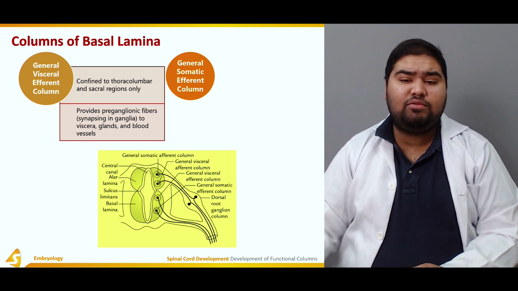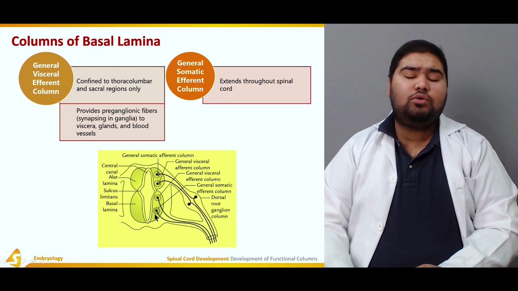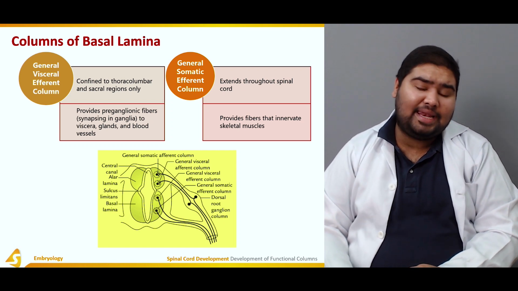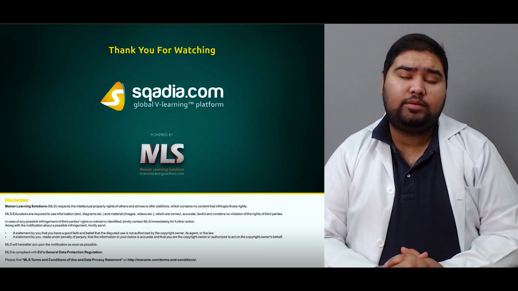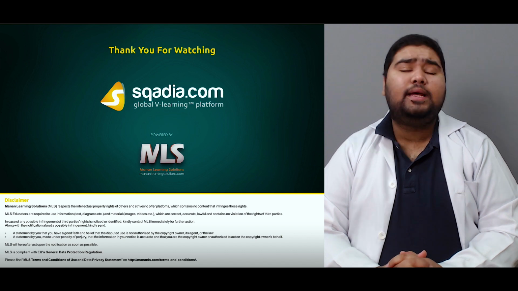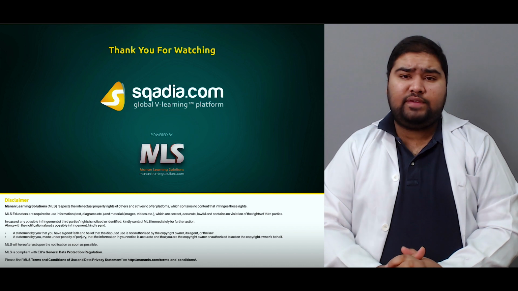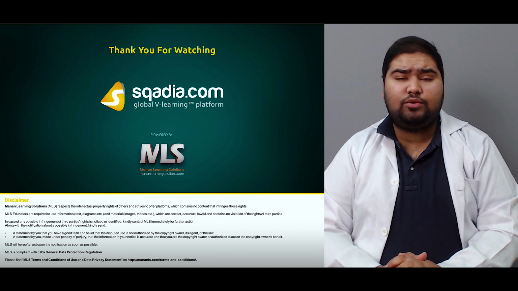Then we have the general somatic efferent column. This is the general somatic efferent column. It extends throughout the spinal cord and provides fibers that innervate the skeletal muscles. So this was all about this section. In this section, we talked about how the functional organization of the spinal cord takes place. I know it's a mouthful and seems a bit difficult, but it's very easy. Just try to understand it and memorize it. You'll get through it easily.